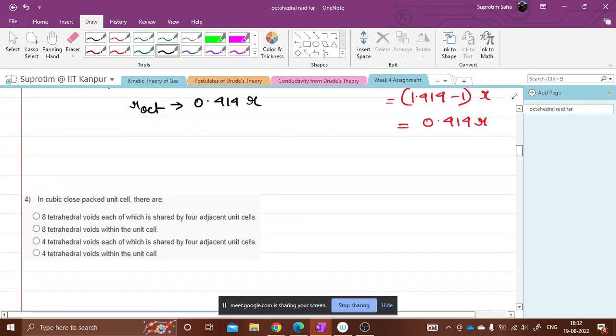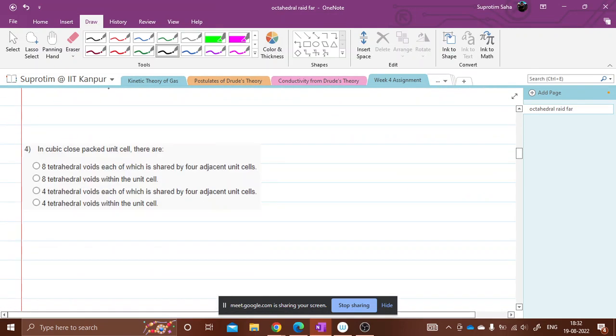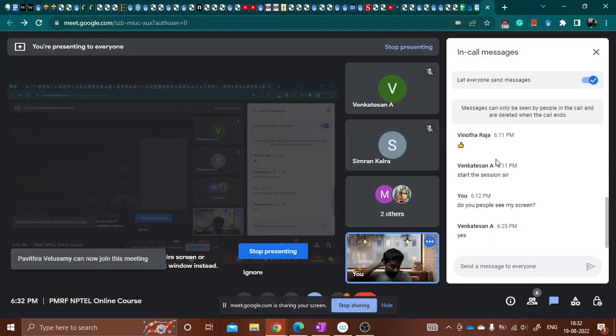Okay, so in the next question: in a cubic close-packed unit cell, the first option is 8 tetrahedral voids, each of which is shared by 4 adjacent unit cells. For tetrahedral voids, let me just check in between if there are questions. If people have any question that you need to ask, please feel free to ask. I'll just wait for 1 to 2 minutes. If you don't have any question, then I can proceed.